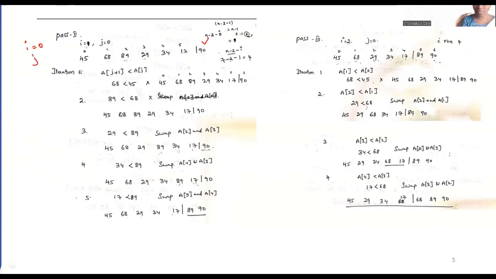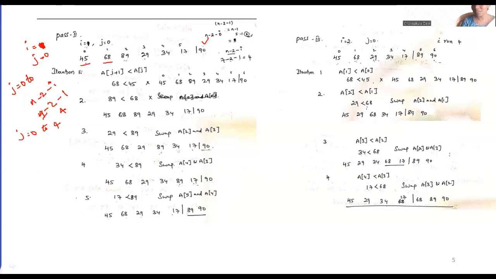So J is 0 and I gets incremented. Now it becomes 1. So now your J is going to run from 0 to n minus 2 minus I, right? So that is 7 minus 2 minus 1. So that is 5 minus 2, so your J is going to run from 0 to 4. Okay, and remember this. So now your J is 0 and J plus 1 is 1.